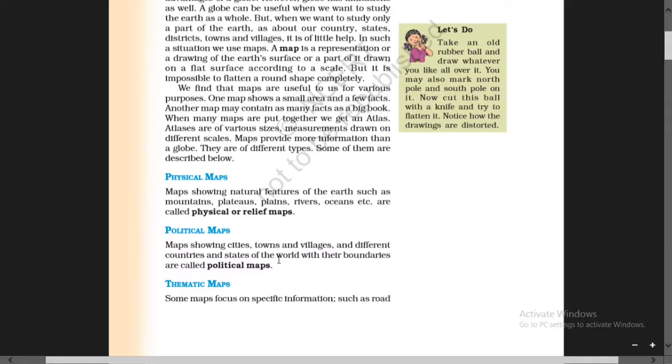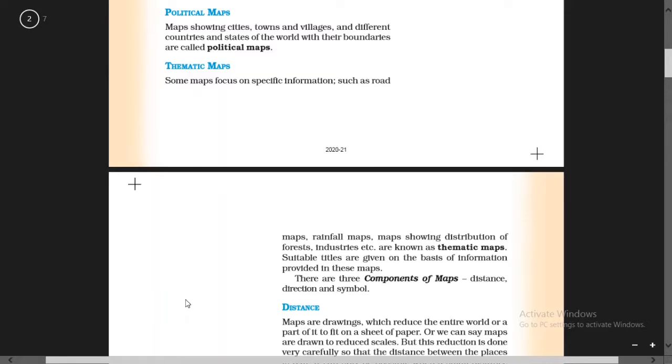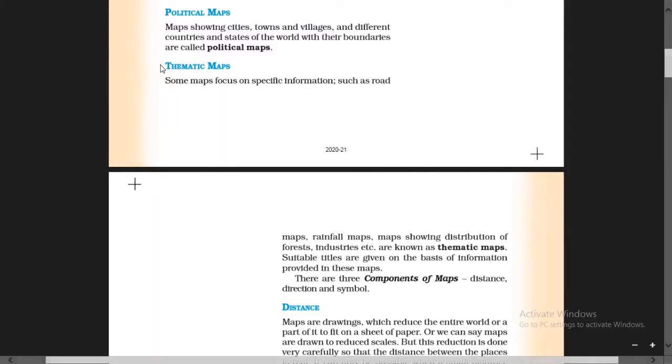So what are political maps? Political maps are those maps which show us cities, towns, and villages and different countries and states of the world with their boundaries. You mark it. This one also. Physical maps, you know. Then you have learned about political maps also.